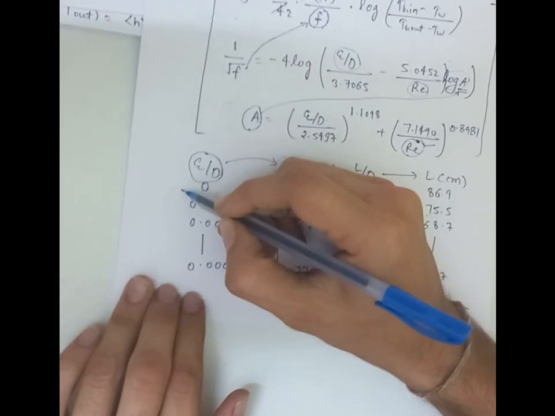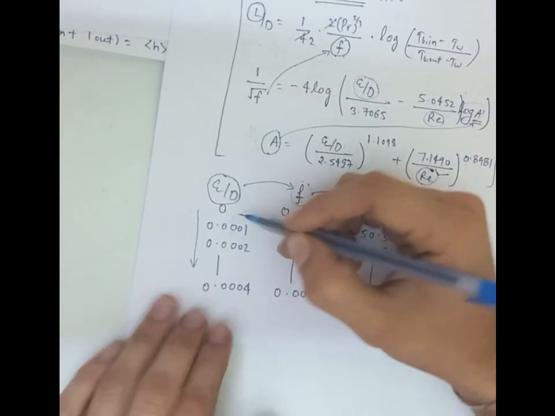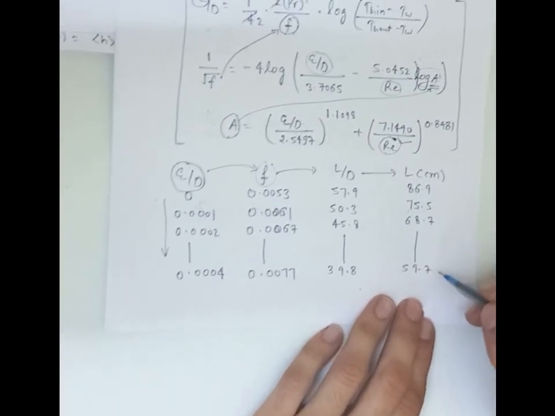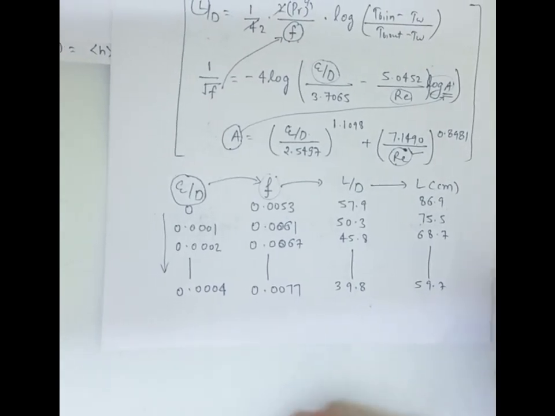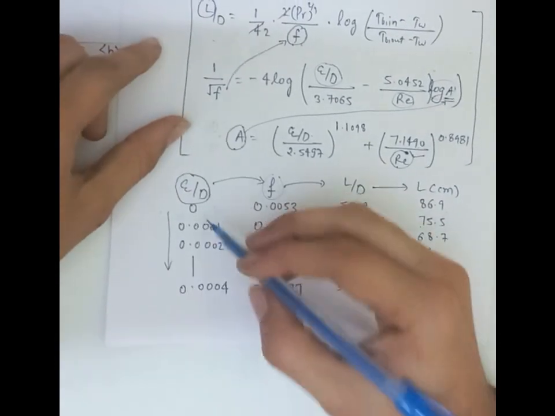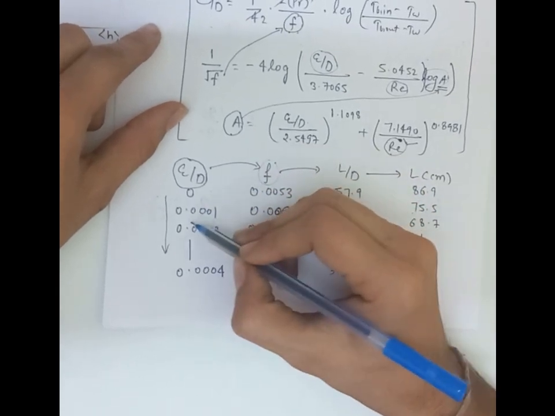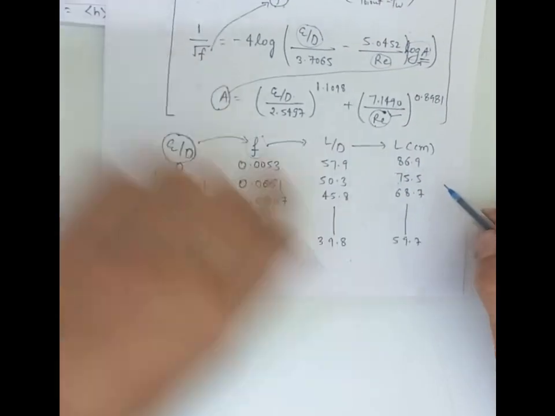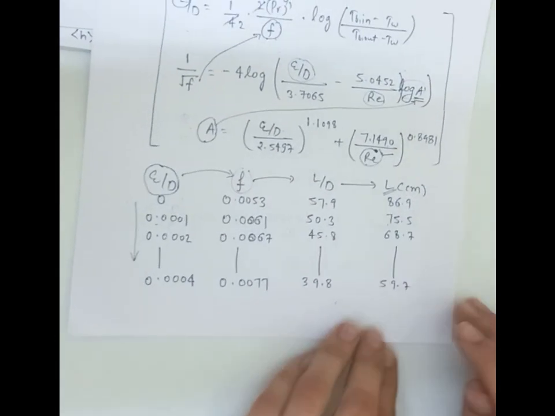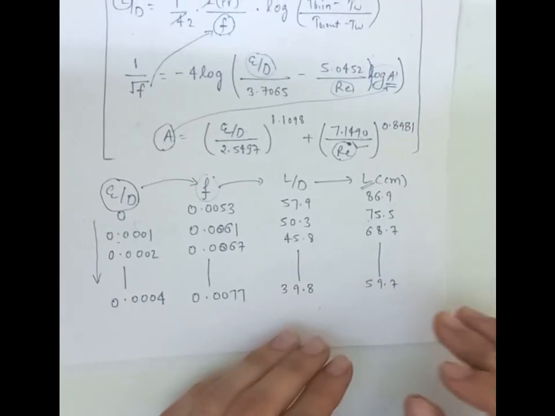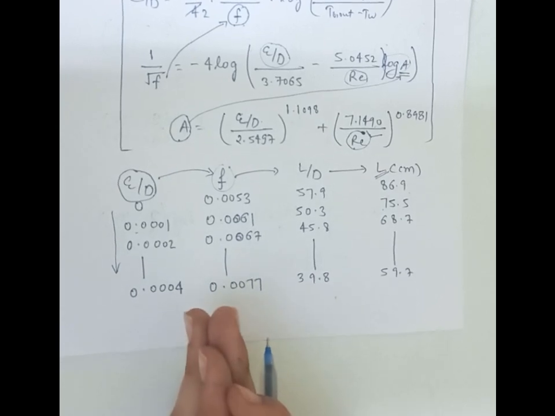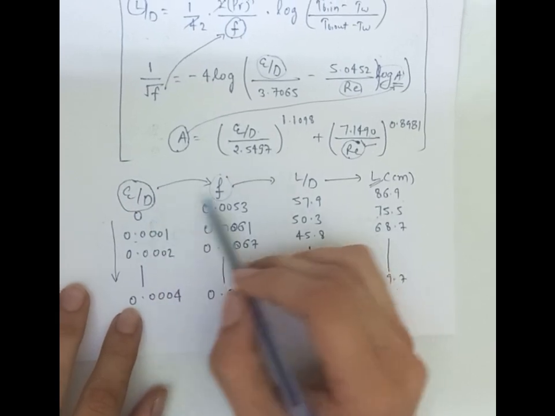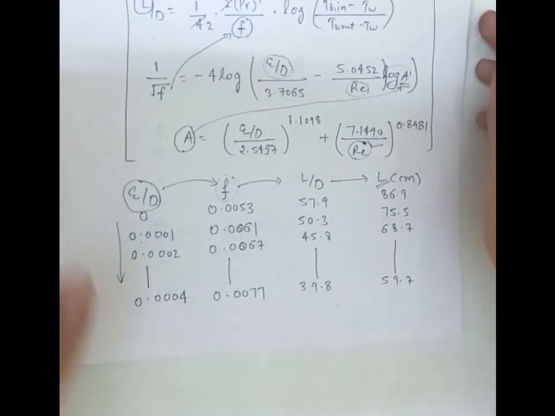When we increase the relative surface roughness from 0 to a higher number, the length of the heat exchanger decreases. It is not decreasing by a large amount, but when we increase the relative surface roughness by 0.0001, there is a significant decrease in the length of the heat exchanger. This can be explained by the fact that when the surface roughness increases, the friction factor also increases.